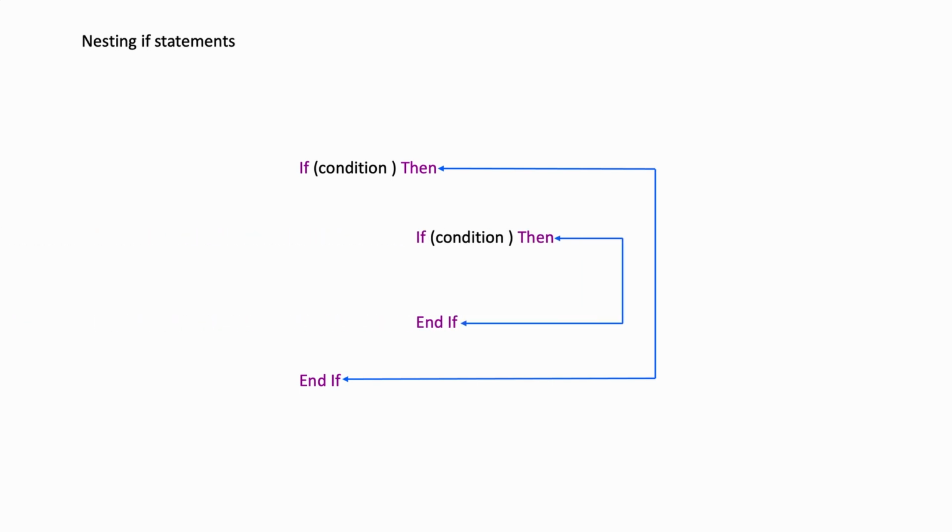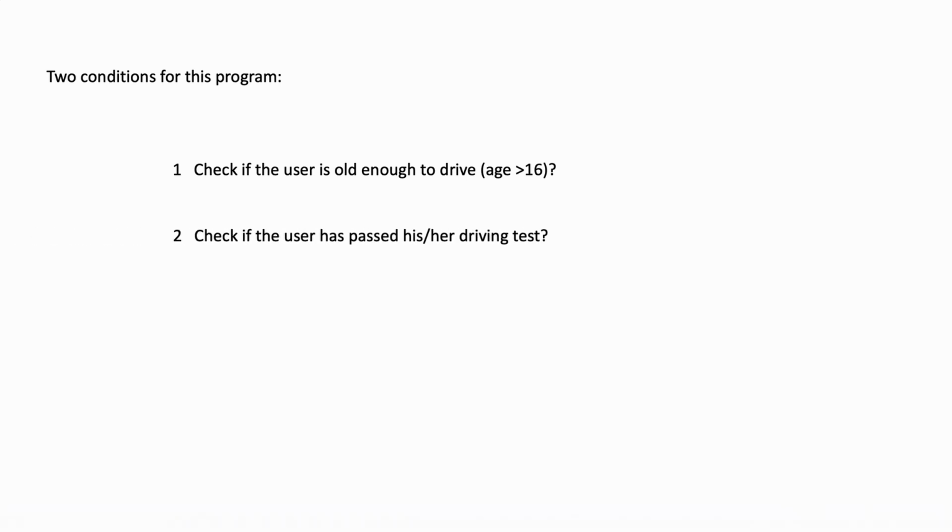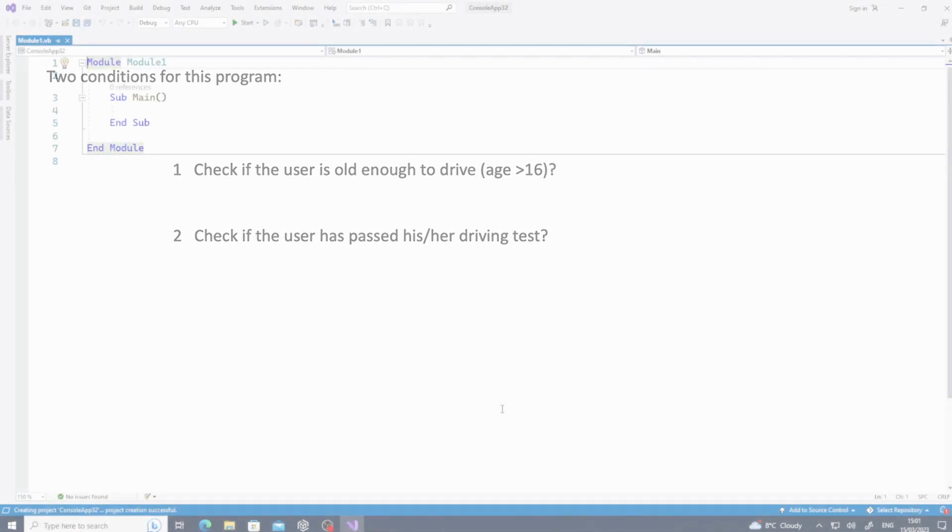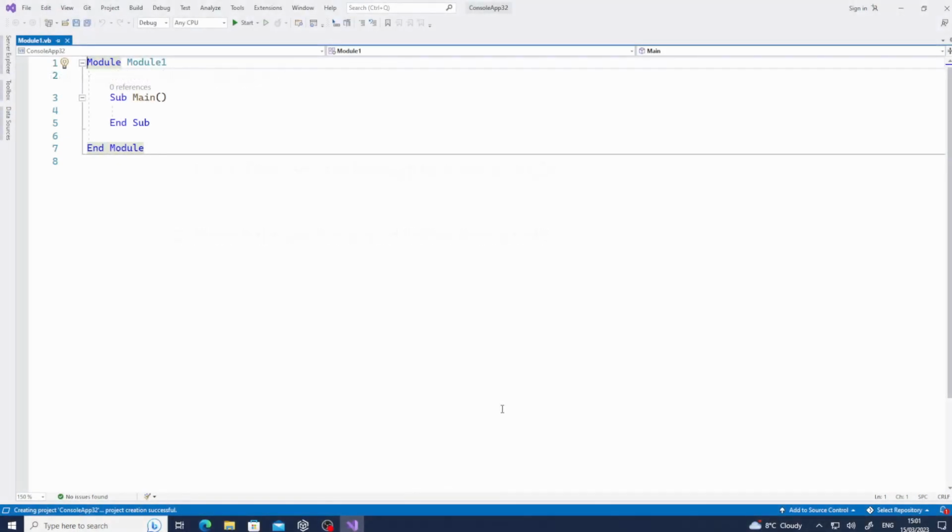So to create this program we have two conditions, whereby we're going to ask the user to enter his age, and we find out how old he is. For driving he needs to be 17 or over, greater than 16. Then we're also going to ask him whether he passed his driving test or not. If both conditions are met, then he's allowed to drive, and if not, then he's not allowed to drive. So what should I do?